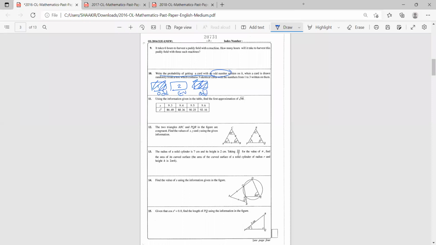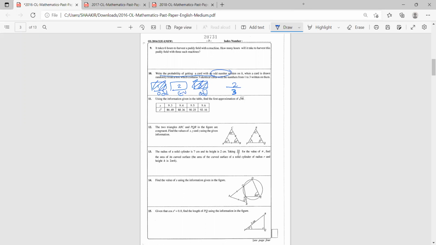That means, children, probability means you have to give that as a fraction. Always remember, probability means you have to give that as a fraction. So now, what is the total number of cards? How many cards do we have? There are 3 cards. Out of 3 cards, 2 cards have odd numbers. So that will come as the numerator. So children, this is the probability of getting an odd number. The probability of getting an odd number is 2/3. Out of 3 cards, 2.